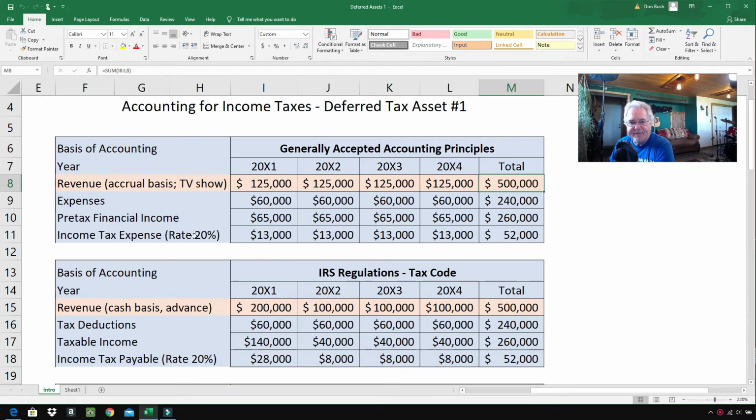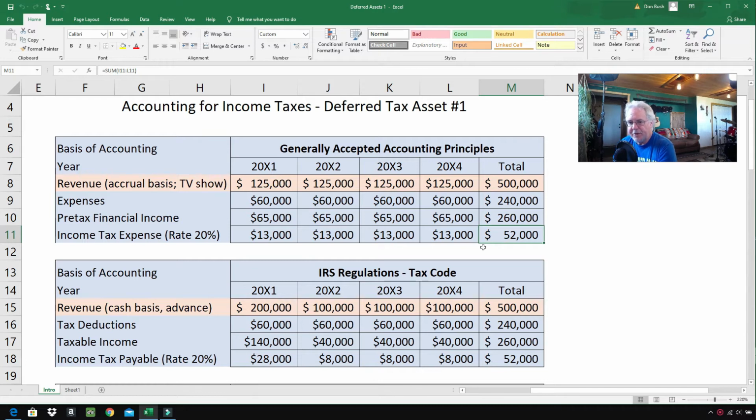And they have an income tax expense, and the rate is 20%. So their pre-tax financial income is $65,000. If you multiply that by 20%, you get $13,000. So every year, they will have an expense of $13,000. Now that doesn't mean they're going to pay $13,000 to the government, but according to generally accepted accounting principles, trying to match expenses with revenues, that is what the income tax expense will be. It all totals $52,000.